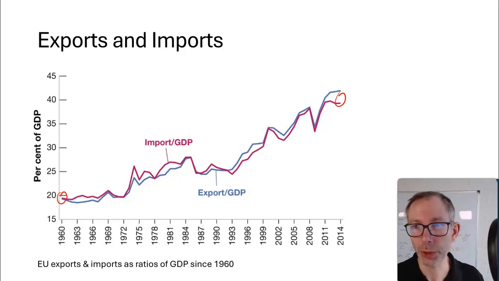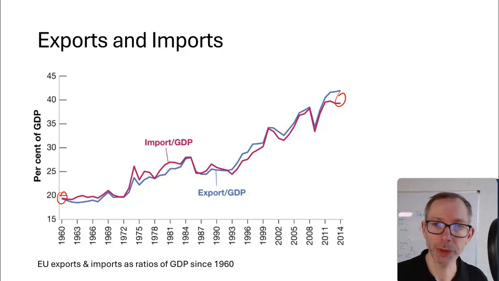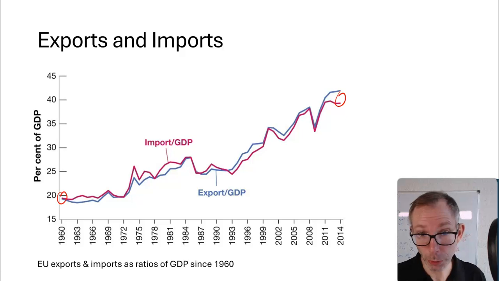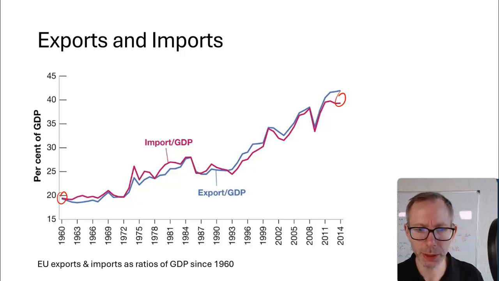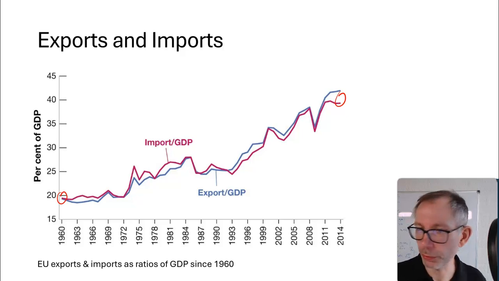We can also compare that to the US, which actually has a much smaller fraction of exports as a part of GDP, only about 13%, compared to 40% for the EU. So a lot smaller. We're going to discuss a little bit more why that might be. Looking again at the EU, we see that imports and exports roughly follow the same trend. They kind of increase together.